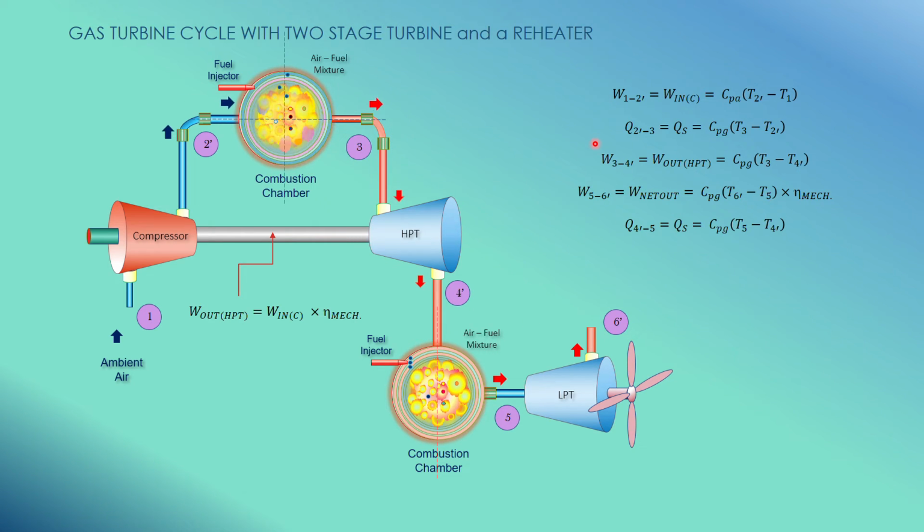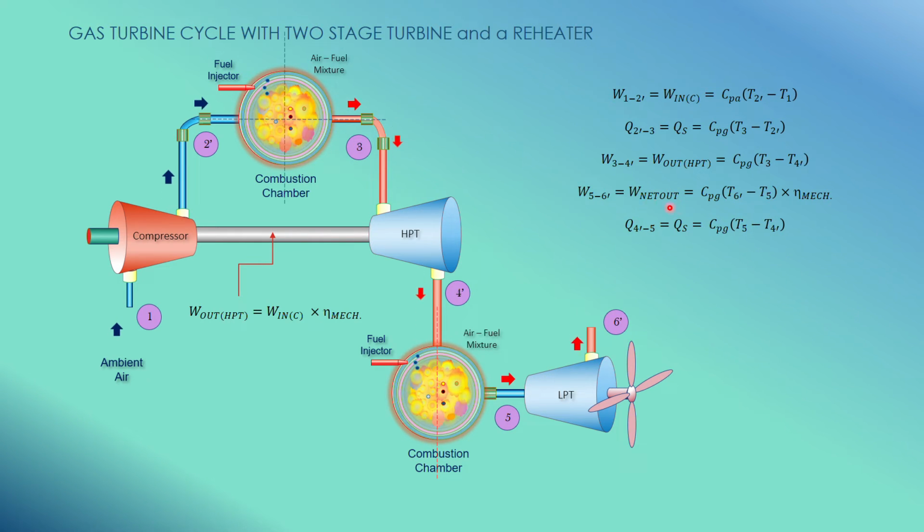As you can see from the formula, you have extra here Q4 prime to 5, which is also the heat supply, equals to CPG. This is still the gas side. So CPG times T4 minus T5 prime, that is the heat supply. So if you want to find total heat supply, you should take this heat supply here and add it up with this heat supply to get the total heat supply.